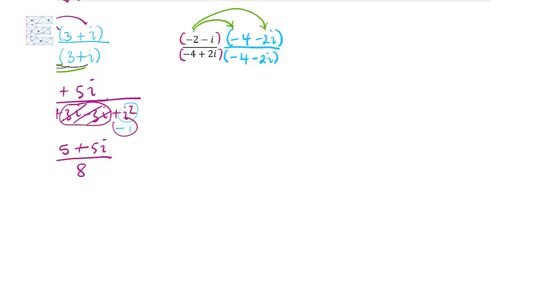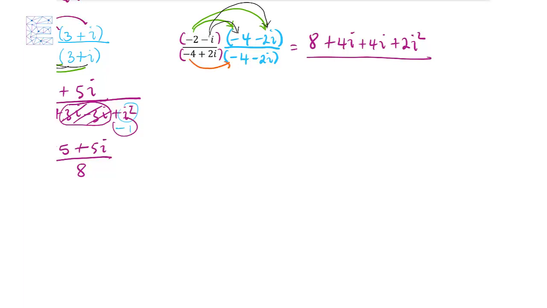Negative 2 times negative 4 is simply 8. Negative 2 times negative 2i is simply 4i. Negative i times negative 4, and then negative i times negative 2i. Negative i times negative 4 is positive 4i. And negative i times negative 2i is simply positive 2i to the second. Now we finished the numerator, we can focus on the denominator.